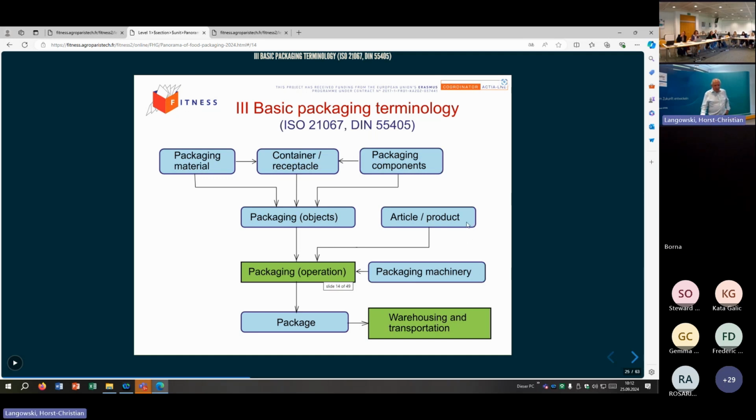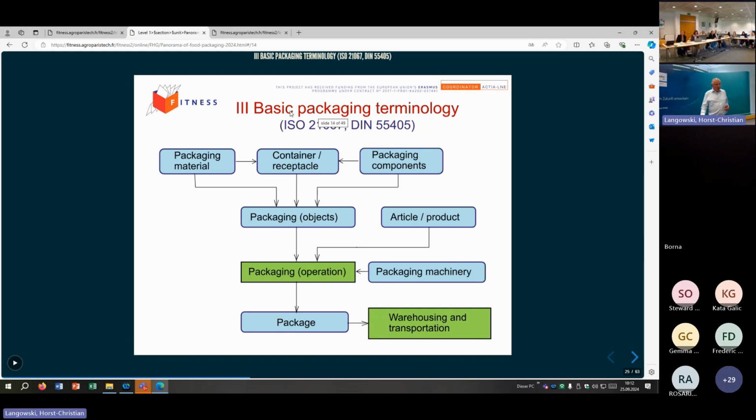We have the product, which is to be packed. And if we put them together in the operation of packaging, together with packaging machinery, we have the so-called package. And this is further transferred to retail trade and so on.